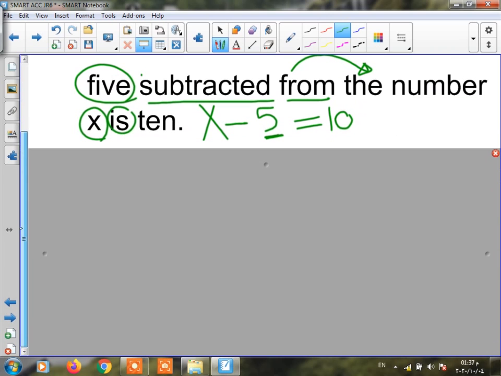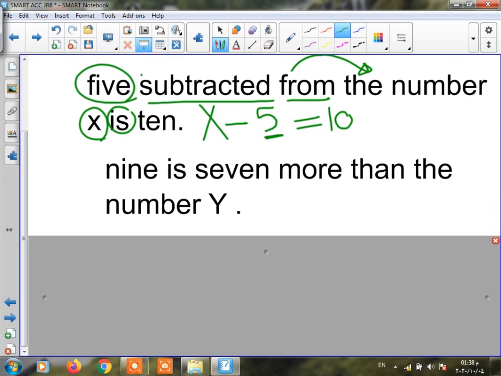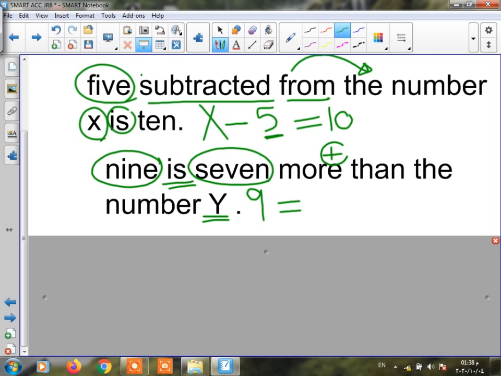The next one: 9 is, what does that mean? 9 equals 7 more than the number y. We said before what the meaning of more than is. More than here means bigger than, so the number 7 plus the number y. So 9 equals y plus 7.